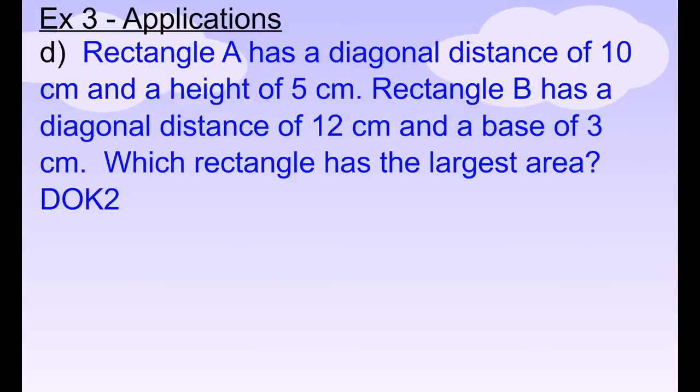Letter D, last problem for the day, says rectangle A has a diagonal distance of 10 centimeters and a height of 5 centimeters. Rectangle B has a diagonal distance of 12 centimeters and a base of 3 centimeters. Which rectangle has the largest area? Go ahead and pause the video, try the problem on your own right now. When you're ready to continue, hit play, and we'll go through it together.